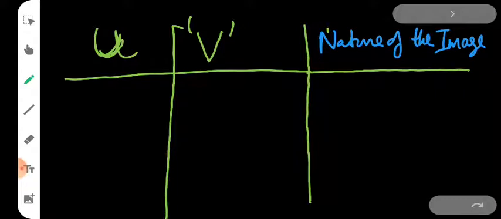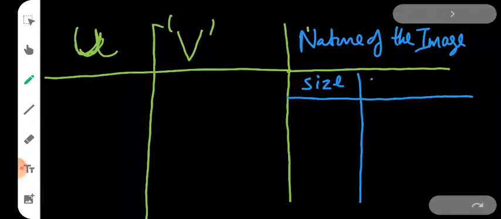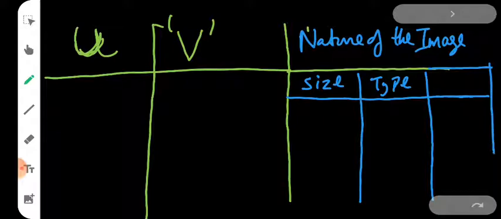So let me just bracket one more thing. Size, and then we have the type of image, whether it is virtual or real. Type refers to that. And one more thing, the orientation of the image. So I will call it the orientation. Orientation refers to whether the image is inverted or erect.